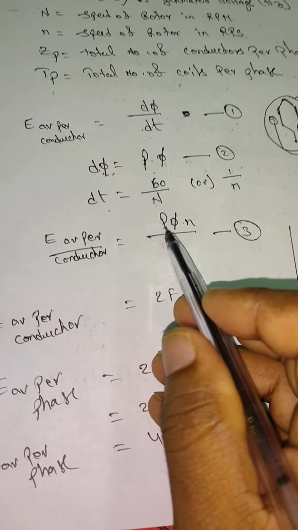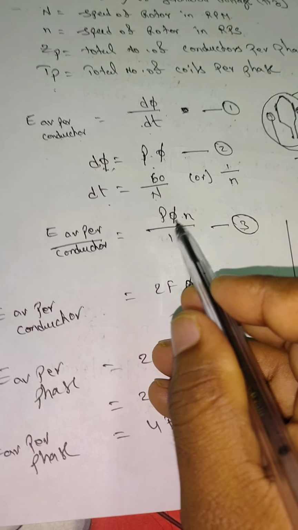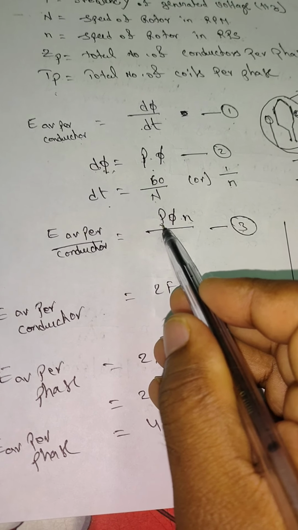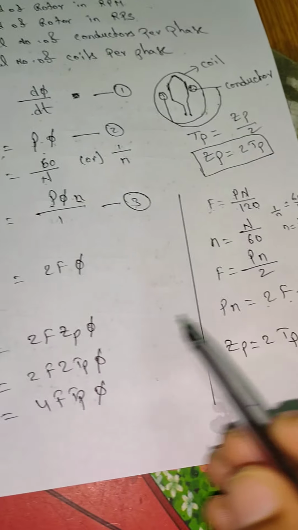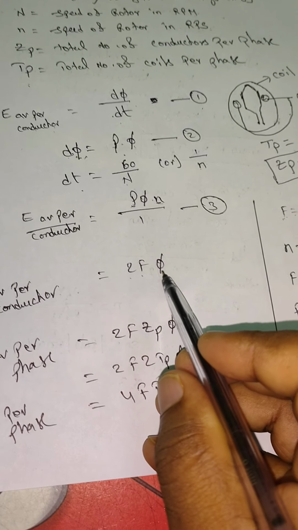Now from equation 3 we have P phi n. In place of Pn, you can write it as 2F. Now that is 2F into phi.